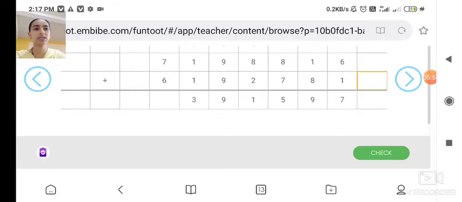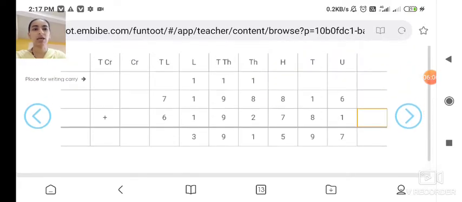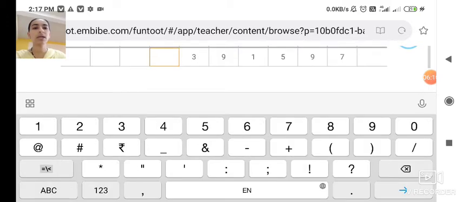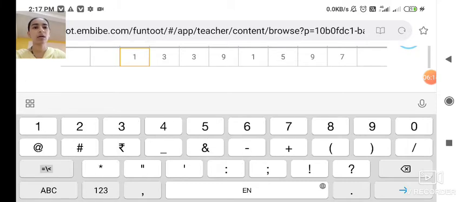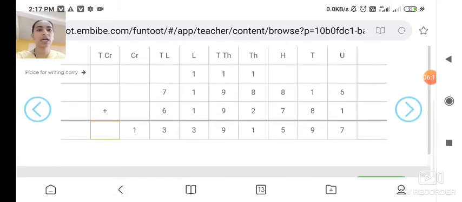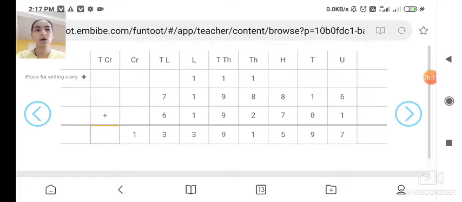The next is 7 plus 6. What will be the answer? 13. See, there is no number there, so we are writing 13 as it is. Write here 3 and here 1. Understand? So your answer is 1 crore 33 lakh 91,597. Understand how to take the addition?